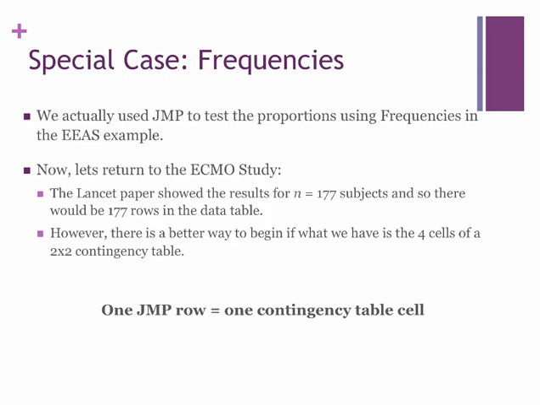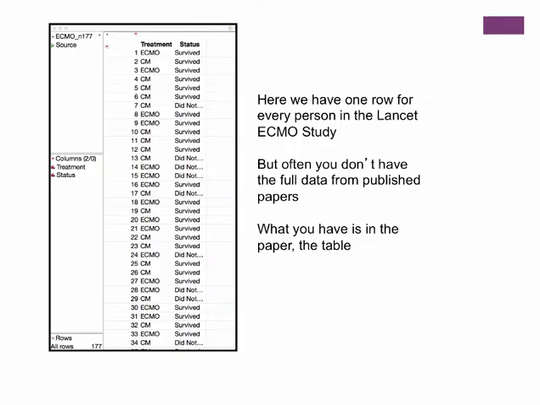The Lancet paper shows the results for 177 subjects, and so there would be 177 rows in the data table. However, we actually saw that we could do this by simply creating a 4-row data table in JMP rather than having to have access to the original data. Remember, when you're dealing with categorical variables and you have a contingency table, you will need one JMP row for every cell in your table.